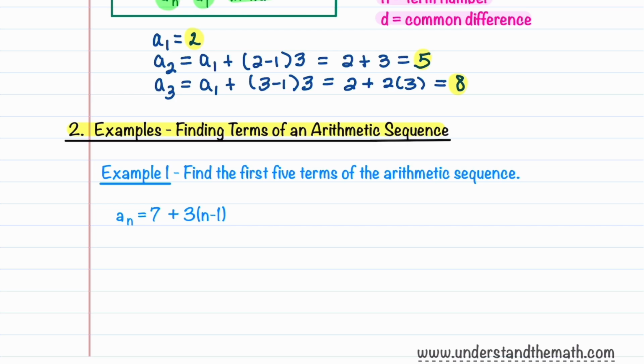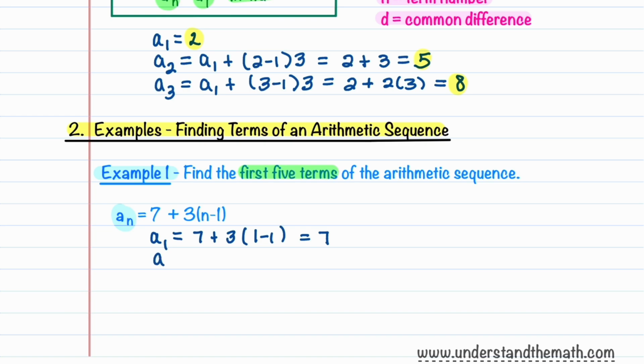I've chosen a bunch of different examples that you might come across when you study this. Here's our first example. We are going to find the first 5 terms of the arithmetic sequence. We're given a formula for the sequence, and we're going to use this formula to find our terms. Our first term is a1, and it's equal to 7 plus 3 times, plugging in n is 1, so 1 minus 1, and this is equal to 7. We could have also just seen from the structure of the formula that the first term was equal to 7.